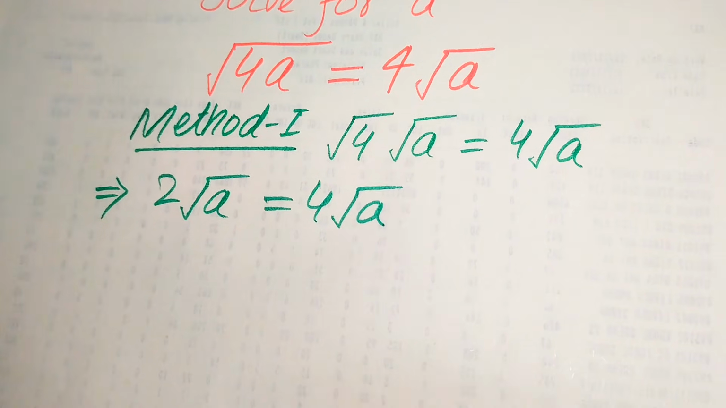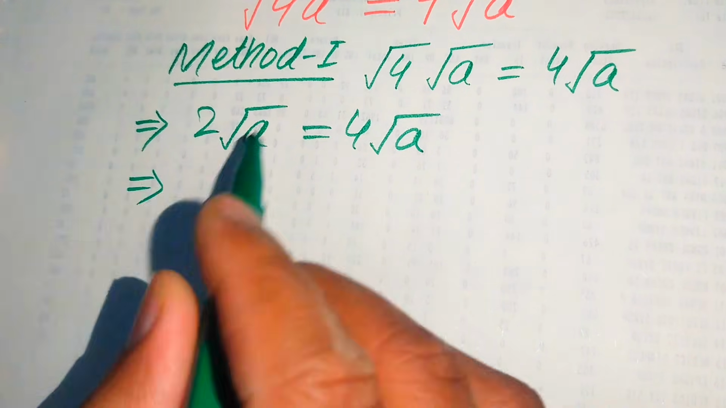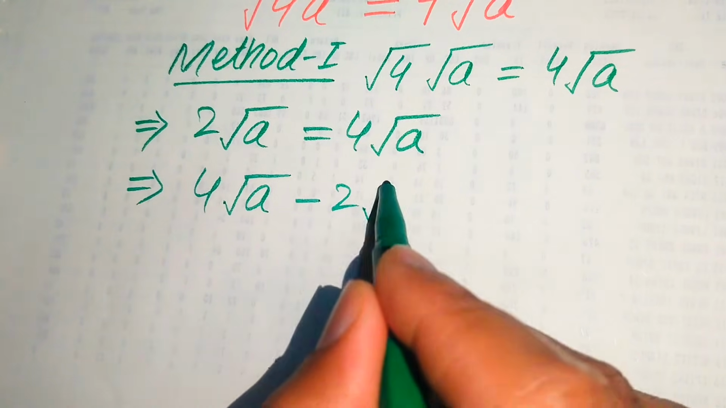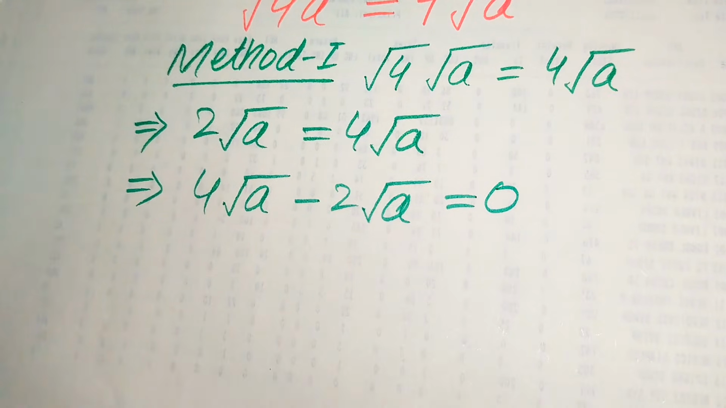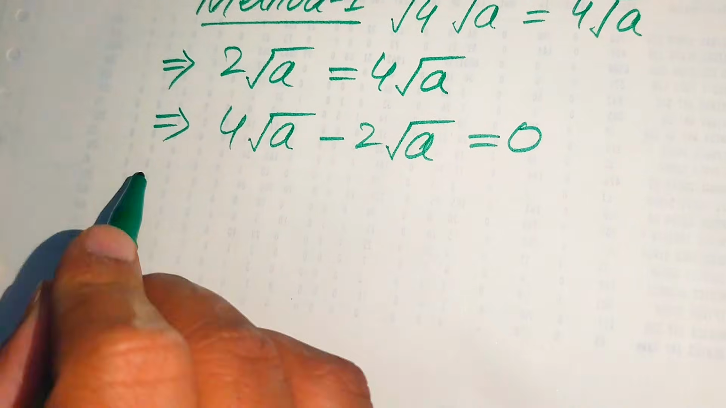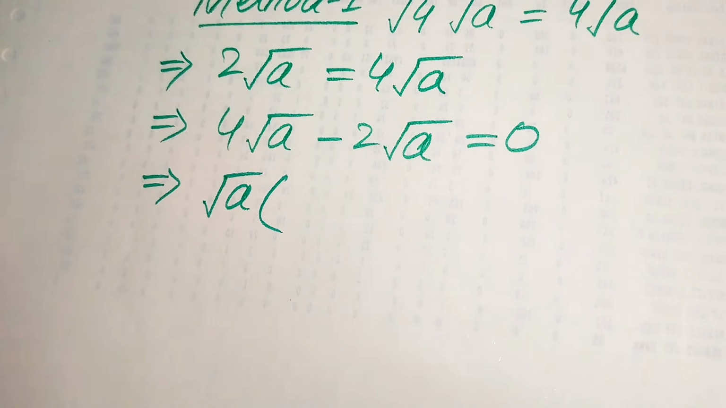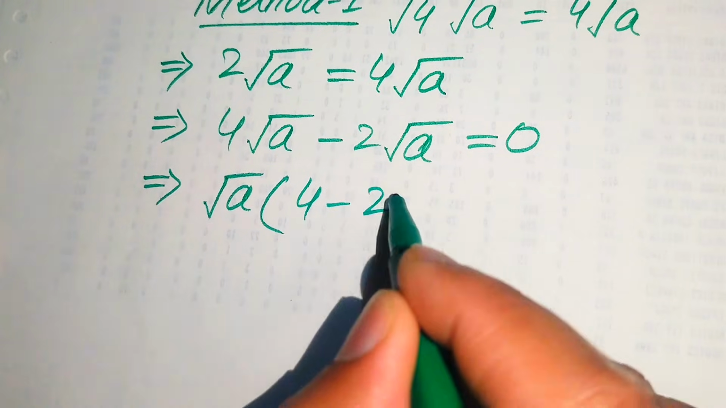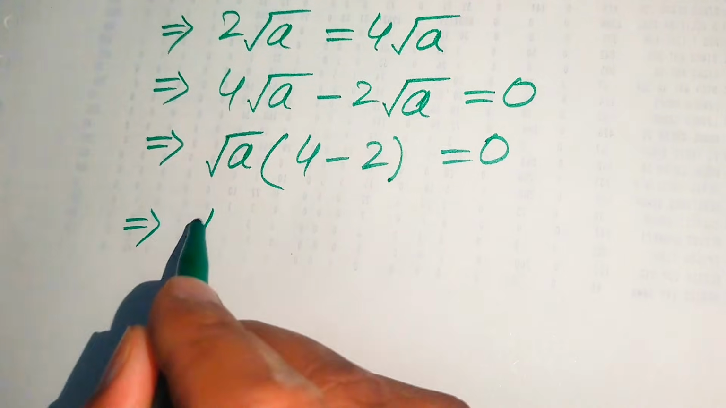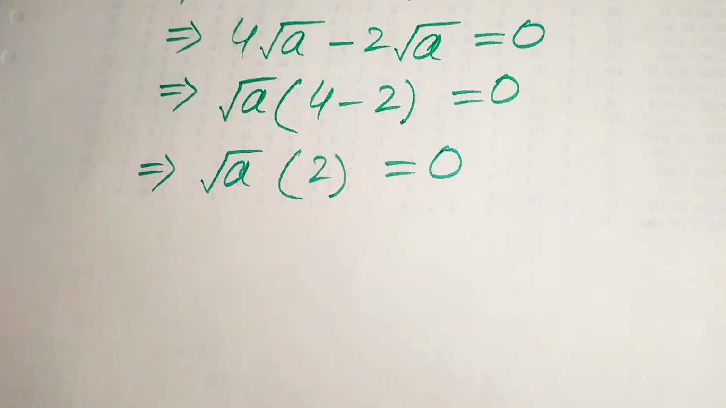In the next step we move the term 2 times the square root of a from the left hand side to the right hand side, and it becomes 4 times the square root of a minus 2 times the square root of a equals 0. Both of these terms involve the square root of a, so we take the square root of a common, and the remaining values are 4 minus 2, and this whole equation equals 0. So we have the square root of a times 2 equals 0.